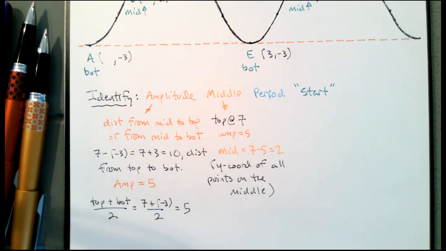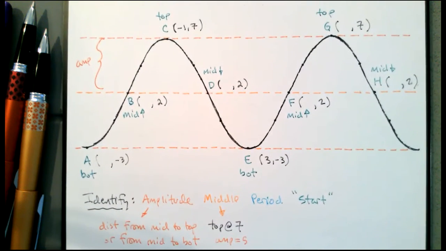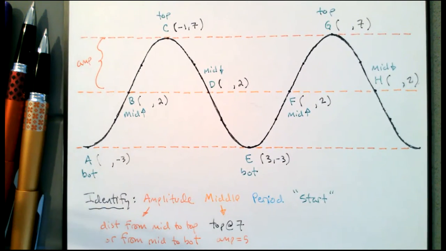The middle is a fixed y value. The amplitude is a change in y values. The amplitude and the middle are vertical things. Any questions?